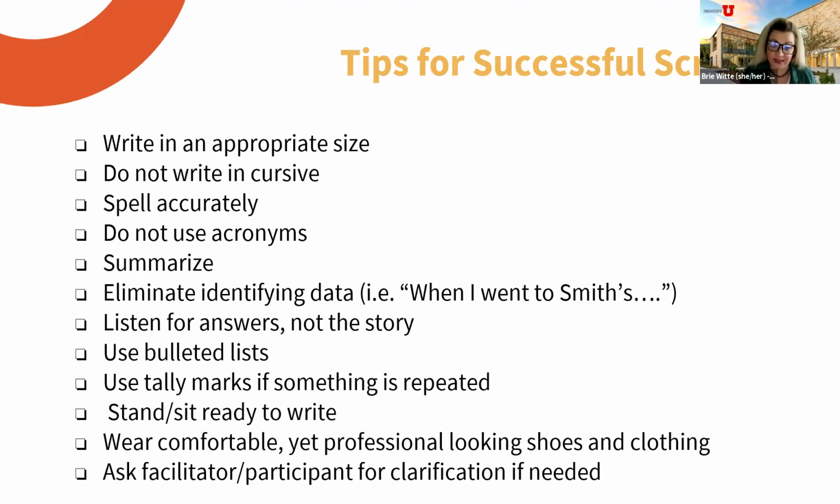Using bulleted lists. So making sure that we are tracking everything under one topic if needed. Using tally marks if something is repeated. So we do this virtually by putting an asterisk next to a comment if someone says, oh, I agree with what they said, or I also think this, or if they say the same exact thing and it's already been said. So then we're not duplicating information. It makes it a bit easier.